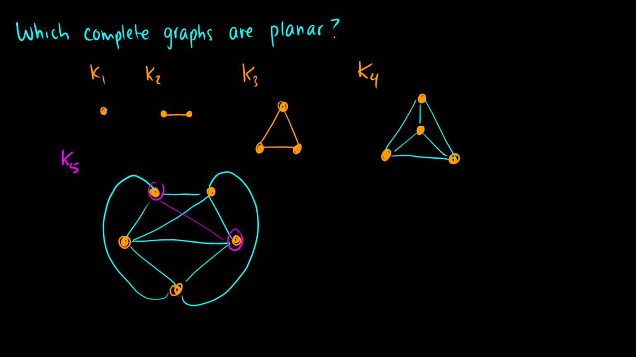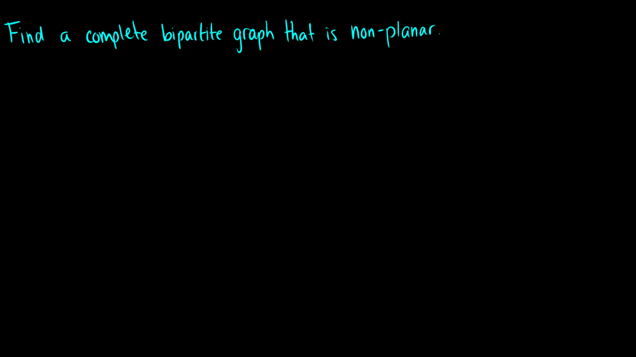Because you can't just draw a bunch of graphs and say, I can't do it, therefore it's not planar. Because it could still be planar. Maybe nobody in the world has thought of a nice way to draw it. So we have a theorem that will cover this and prove that it is not planar. But for now, let's go on to bipartite graphs.